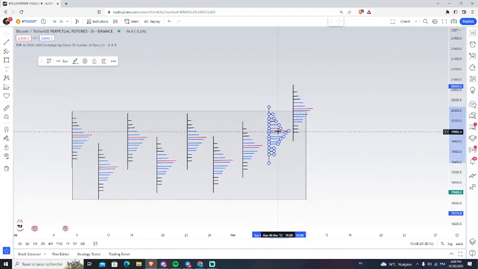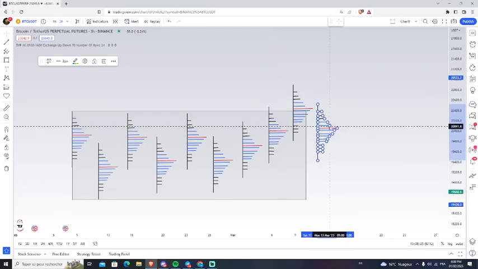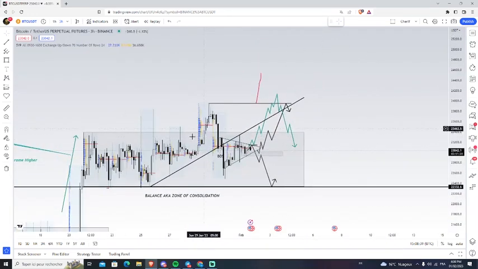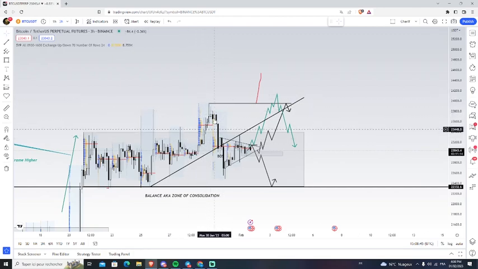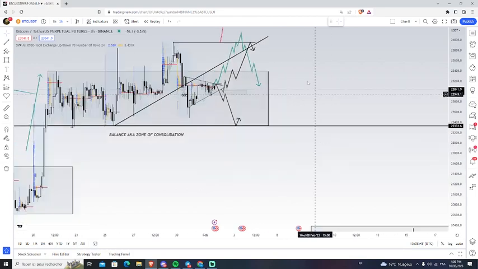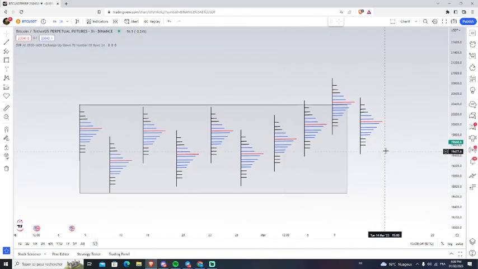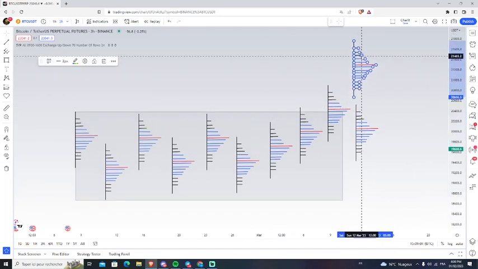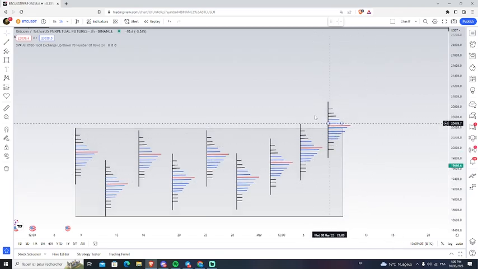a continuation to the upside, or we go back down, just like we have seen on this fake out over here. On this fake out, we acted like we were about to continue and form a one time frame higher, but no, it went back down. As you can see over here, we have done the same thing. But if you get another movement to the upside instead of this one, you will confirm a specific direction.